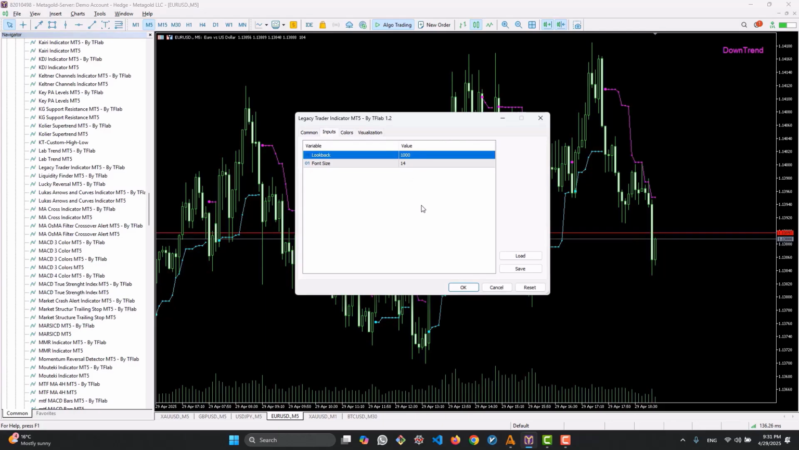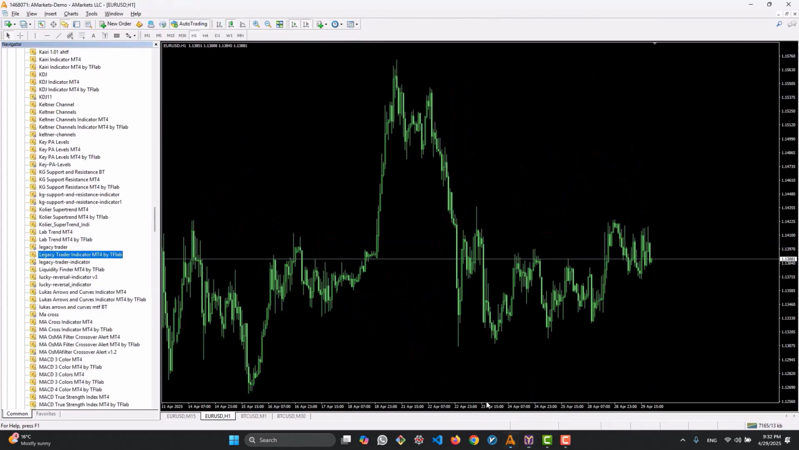The first option in the settings is the number of candles in the chart's history that the indicator uses for its calculations. The next option is the font size of the text displayed here, which can show downtrend or uptrend to indicate the current market trend. You can also use the MT4 version of this indicator on the MetaTrader 4 platform.